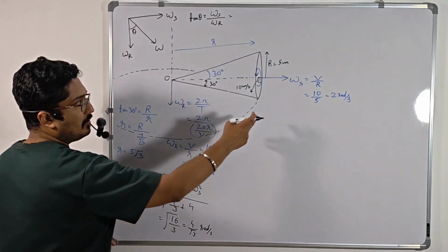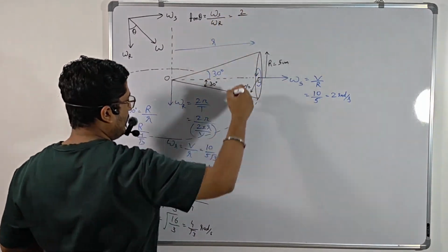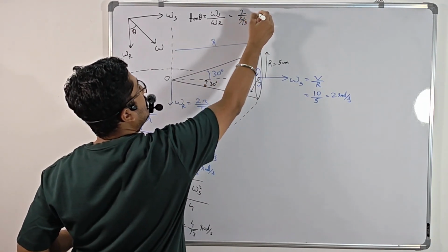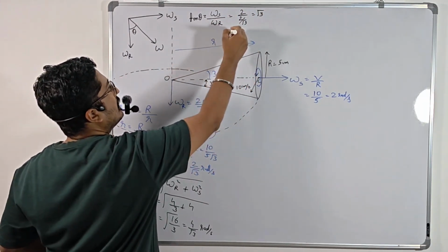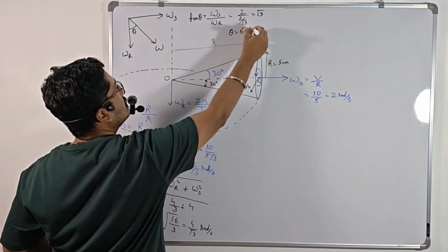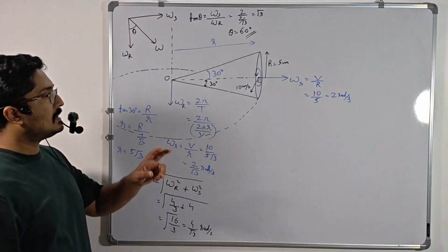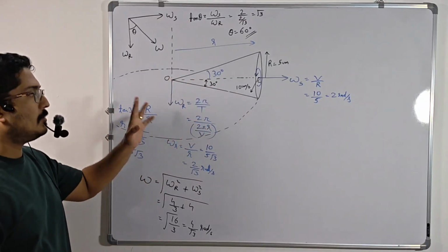Omega S value, how much we got? 2. And omega R value we got 2 by root 3. So this will come out to be root 3. And from here we get the theta value equal to 60 degrees. Right? So very important concept. The cone is having two angular velocities, omega S and omega R.